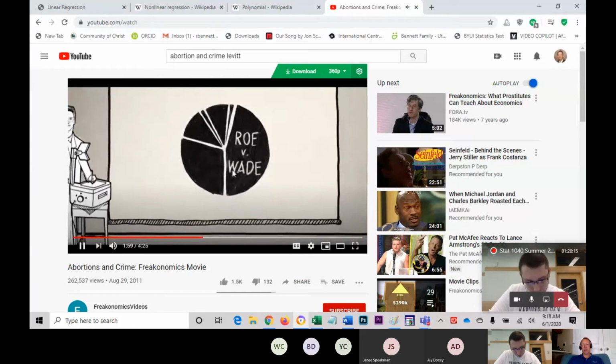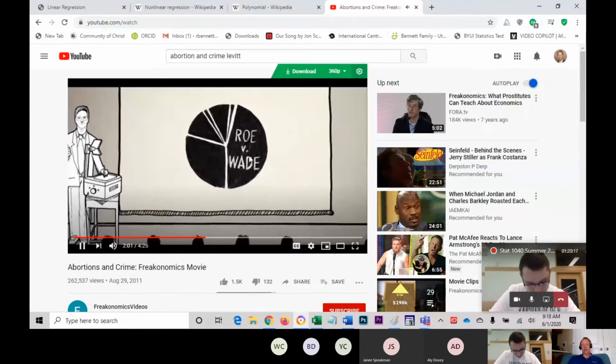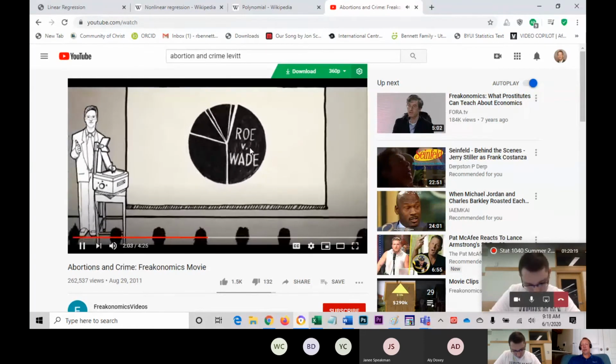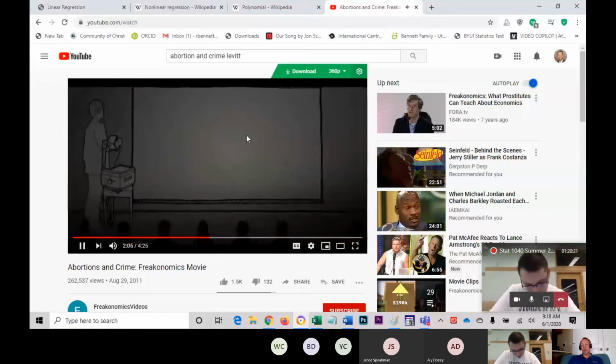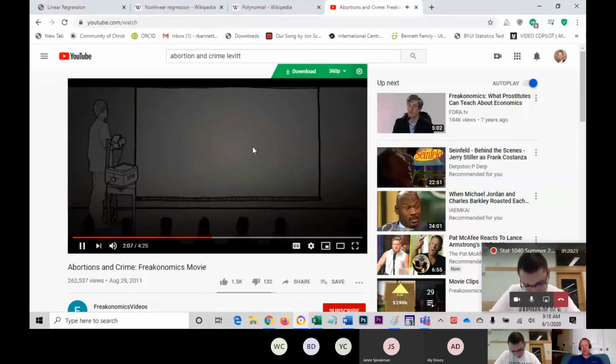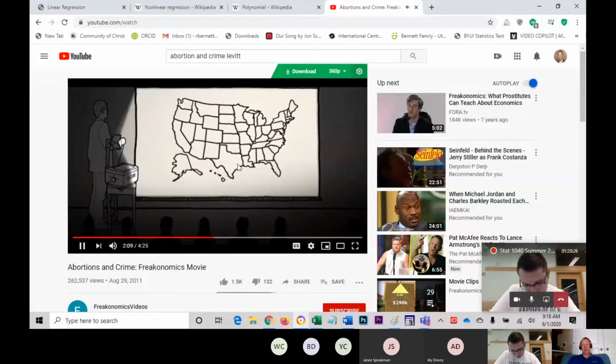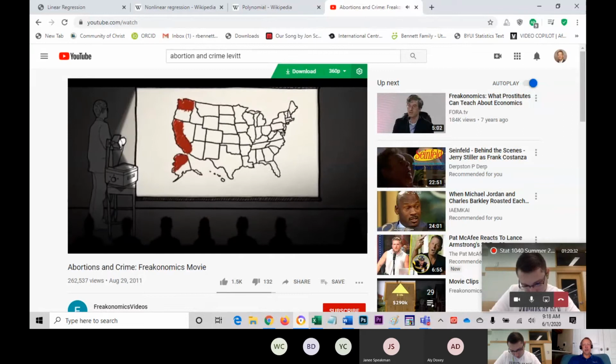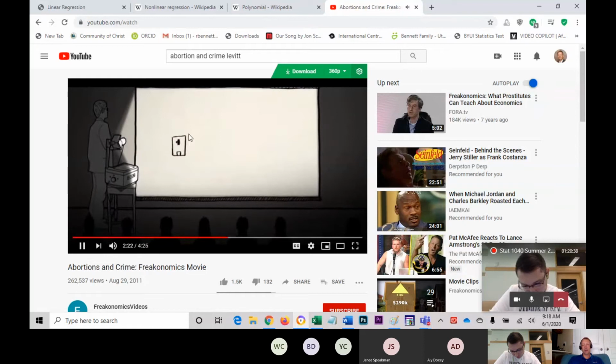So he's trying to come up with a reason why the crime rate went down, and we've got 45% that's unexplained. And he's trying to make the case that legalizing abortion was the reason. The first thing that he says was there were 5 states that legalized abortion before the rest of the country. Those are the red states that he's got there: Alaska, Hawaii, New York, California, Oregon.